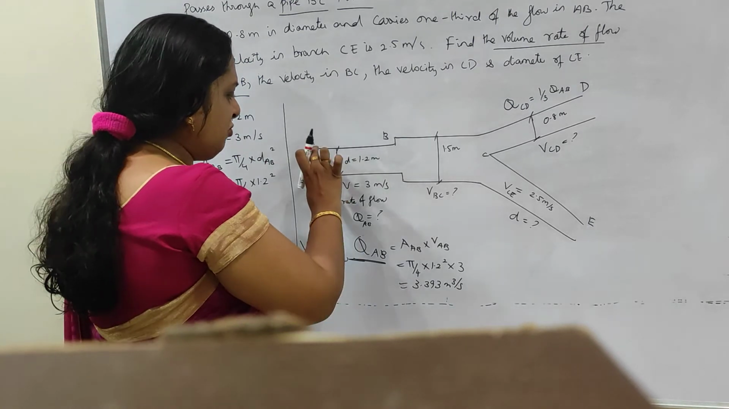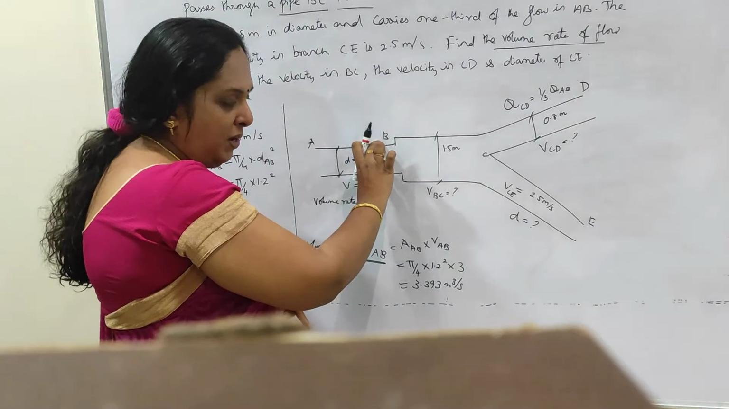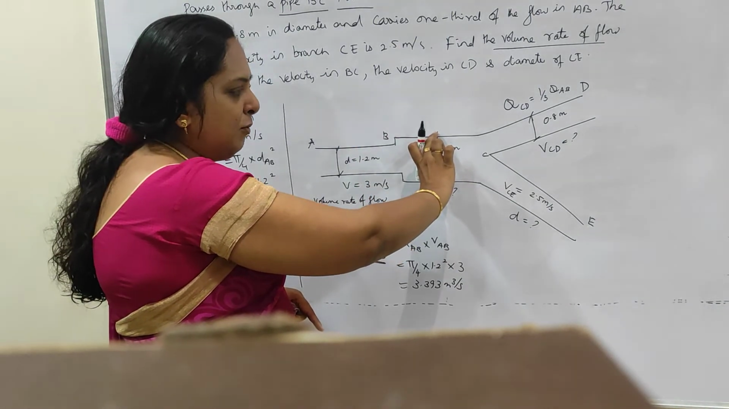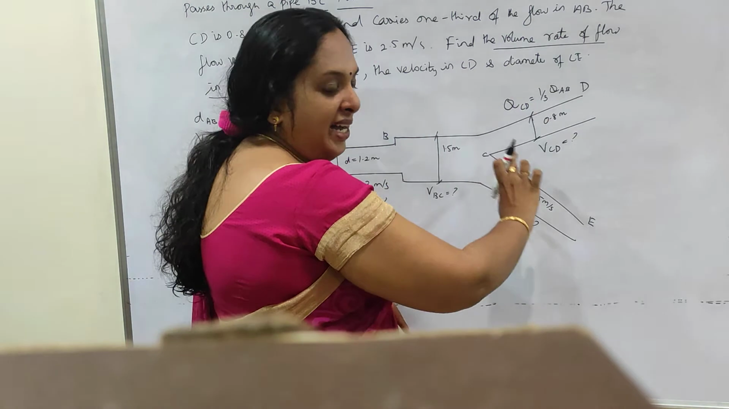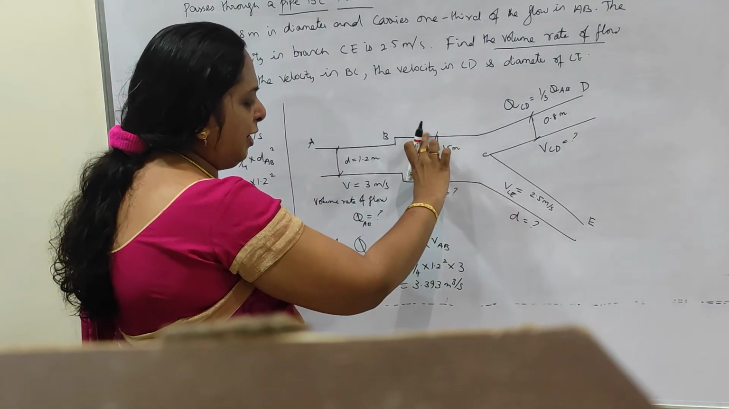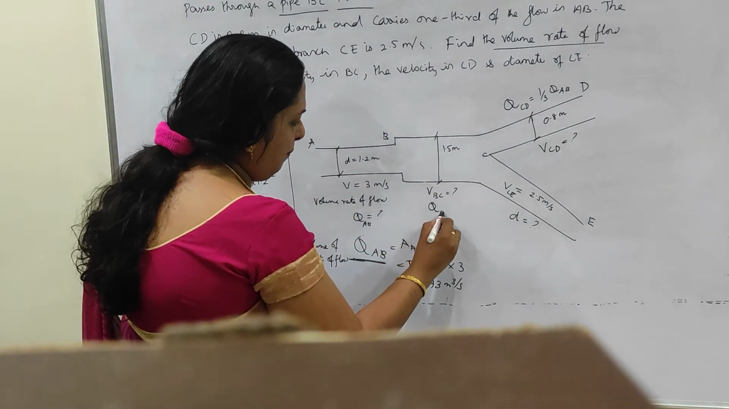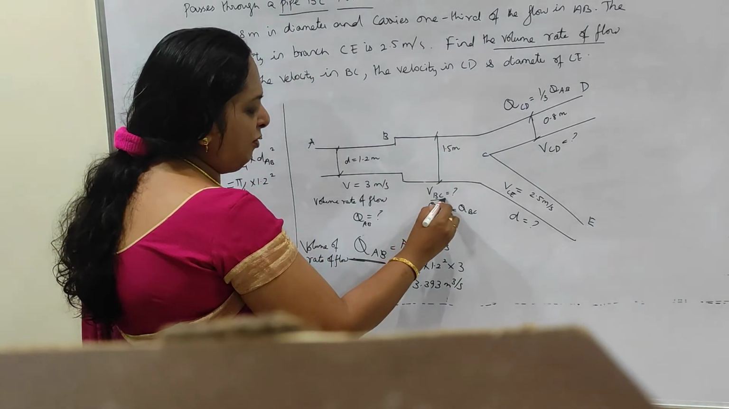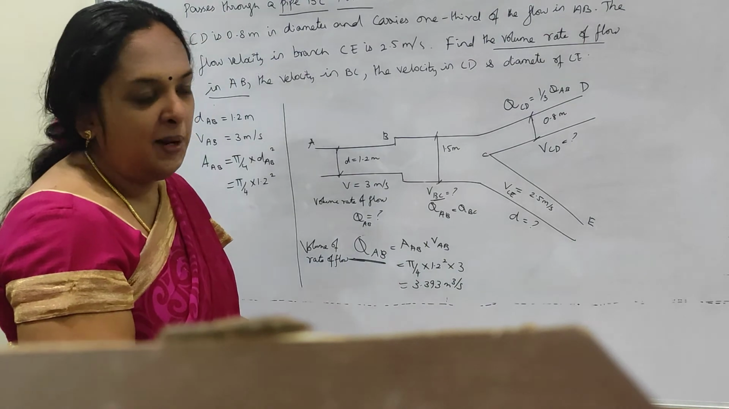Remember that the water that is going to pass in the pipe AB is the same amount of water that is going to pass in the pipe BC. After this only it gets diverted or branched. So here also my QAB will be equal to my QBC. Why? Because I have to find out the value of my velocity BC.